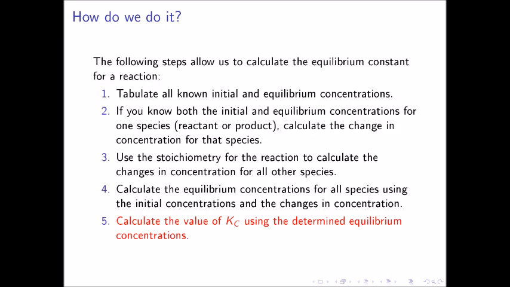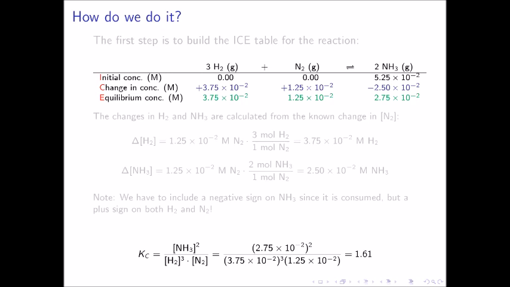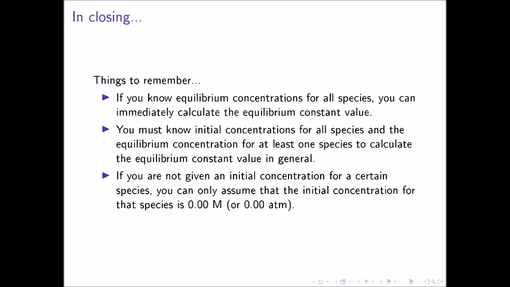We are now able to calculate the value of Kc using the equilibrium concentrations as calculated. The Kc expression includes the ammonia concentration squared in the numerator. The denominator contains the H2 concentration cubed times the concentration of nitrogen. Upon substituting these values and calculating, we find the value of Kc for this reaction to be 1.61. This concludes the lecture on calculating equilibrium constant values from experimental data.